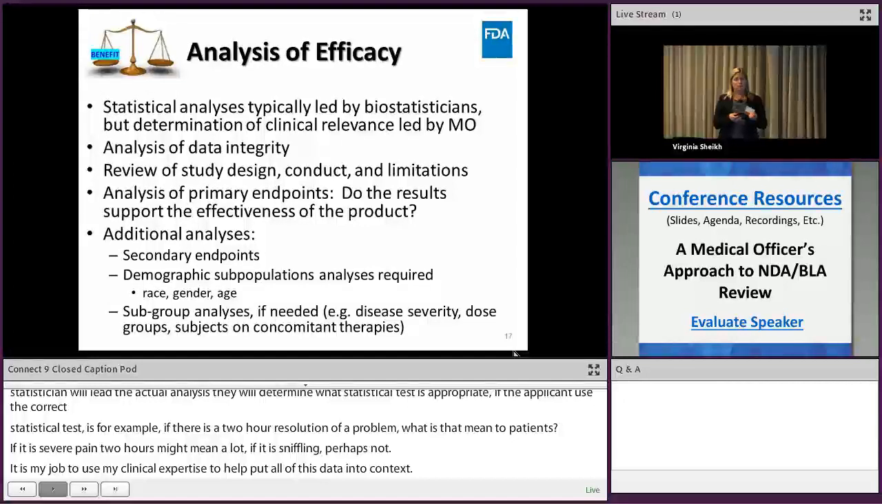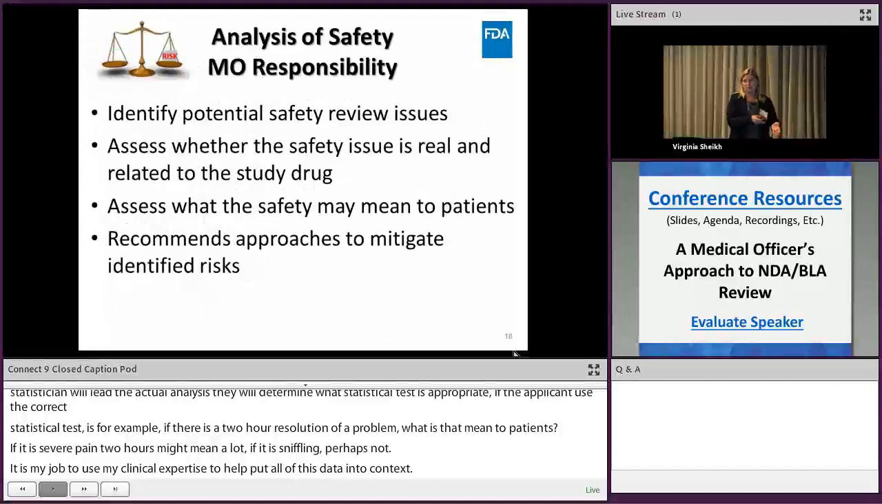And then we'll be doing demographic subpopulation analyses, which are required, and that includes race, gender, and age. And then we'll also do additional subgroup analyses. I mentioned before that there might be a lot of patients taking a certain drug, and there might be a drug-drug interaction there. I might look there to say, okay, does this patient population also achieve the same kind of effectiveness, or is the effectiveness in this patient population lower?